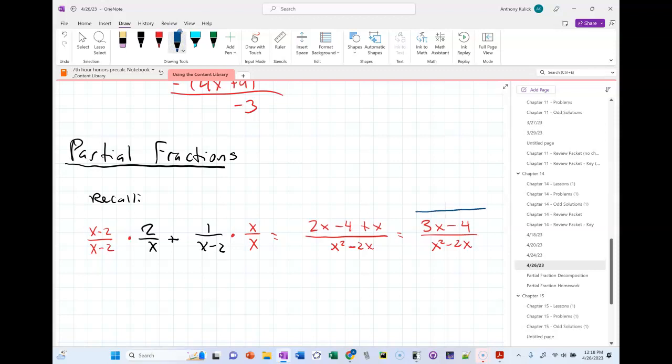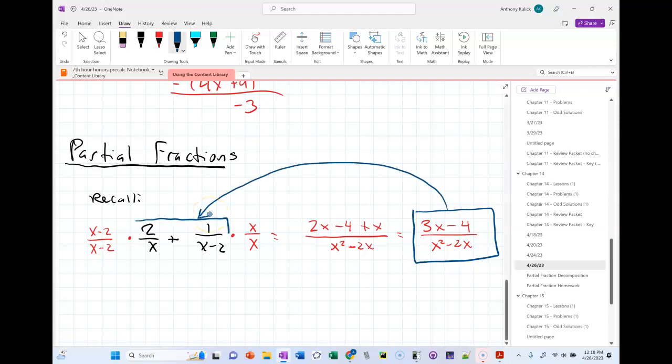What we're going to be doing today is the reverse. How do I take that answer and return back to the starting problem? That's the partial fraction decomposition. Everybody's okay with the idea of what we're trying to accomplish? Okay.